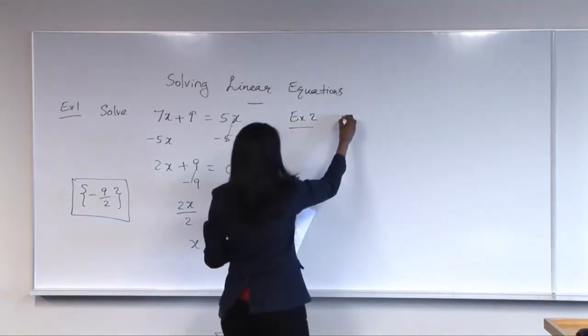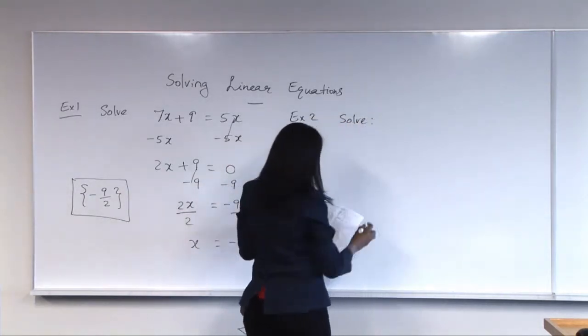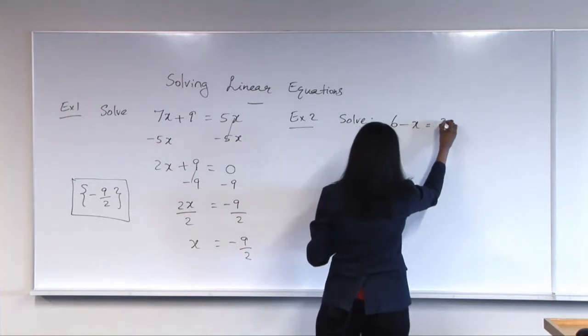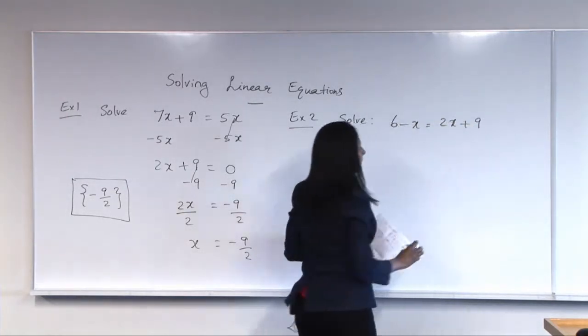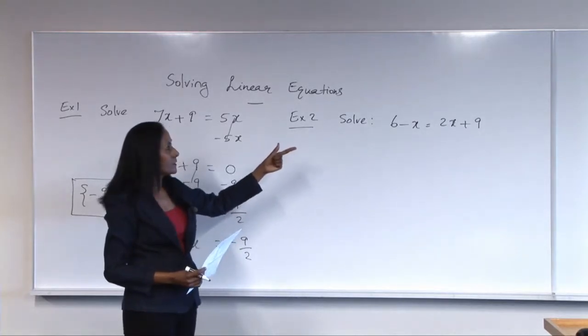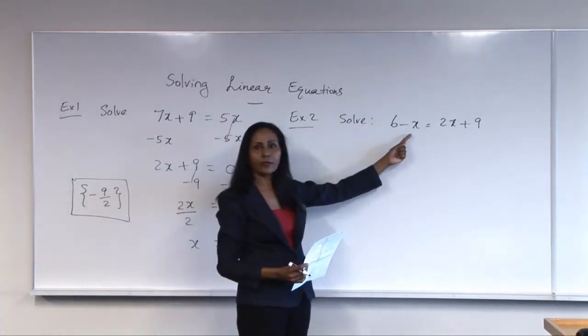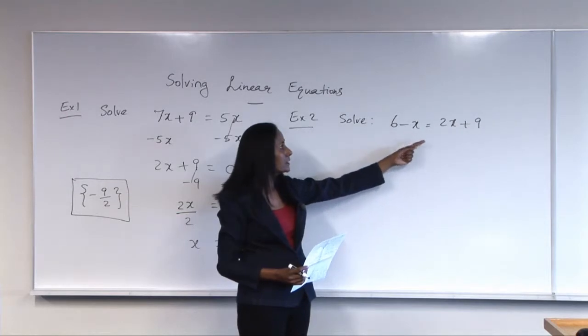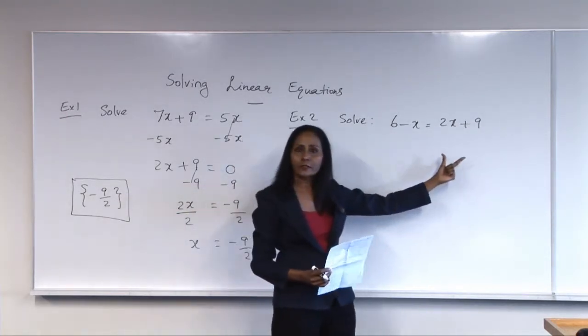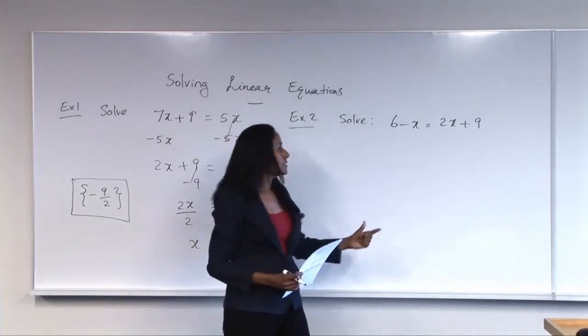solve 6 minus x is equal to 2x plus 9. Here again you are solving this linear equation. So that means you are going to solve for x. Here the variable is x and you have to bring all of the x terms together, all of the constant terms together, and then you are going to solve.